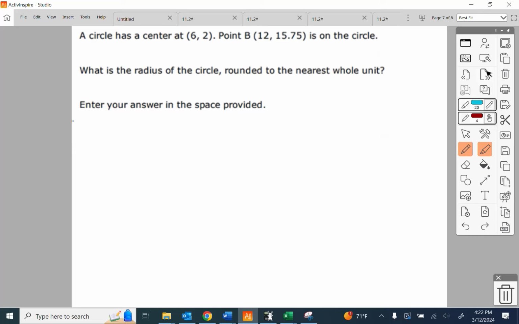Alright, a circle has a center at 6,2. A point at 12,15.75 is on the circle. What is the radius of the circle rounded to the nearest whole unit? Now, I don't know if it's worth doing, but I think for most people, if you draw, you'll start thinking about what's going on. A lot of kids won't draw. That's why they kind of stink at the subject.